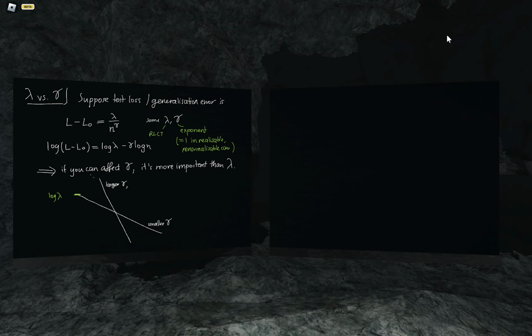But that's only under the circumstance where gamma is constant. If all your models have gamma equal to 1, then yes, you should prefer a model with a smaller lambda. But if you're in a scaling regime and you can make n large enough to get the lines to cross, and you have the ability to affect gamma, then this is a more important quantity. And you should prefer a class of models that has a larger scaling exponent, rather than trying to engineer lambda.